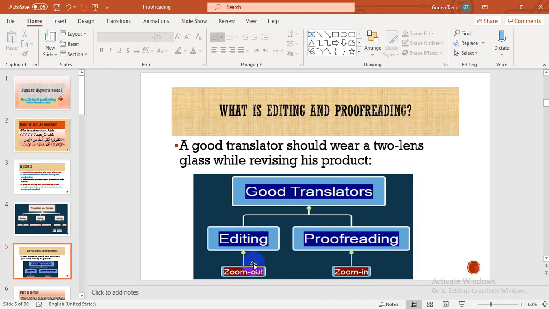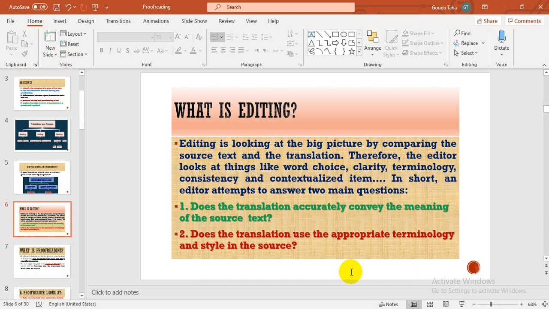So editing, it's a kind of zooming out. So you need to find out the full picture, the bigger one. While proofreading, you need to zoom in, you need to be much more focused. You have to go into minor details. So, editing is looking at the big picture by comparing the source text and the translation.